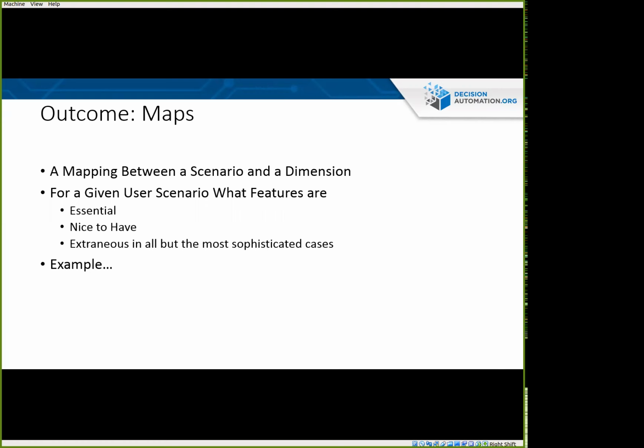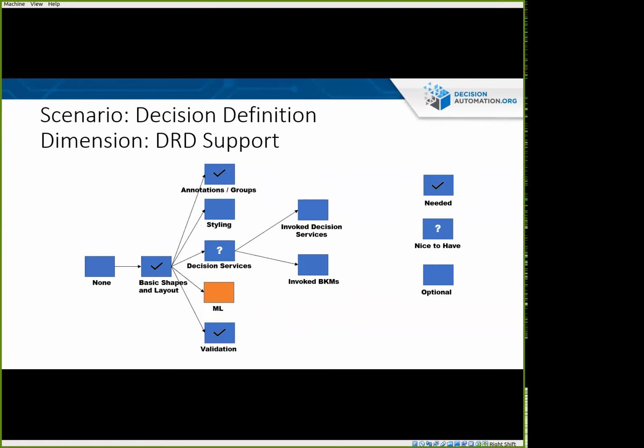So maps just look like dimensions, except that they have additional markup. They progress from left to right, same structure as you saw before, except now this is a mapping between the dimension of DRD support and the scenario of decision definition. So what this map is telling us is that in the case that you're using decision modeling for the decision definition scenario, what support do you need in this dimension?